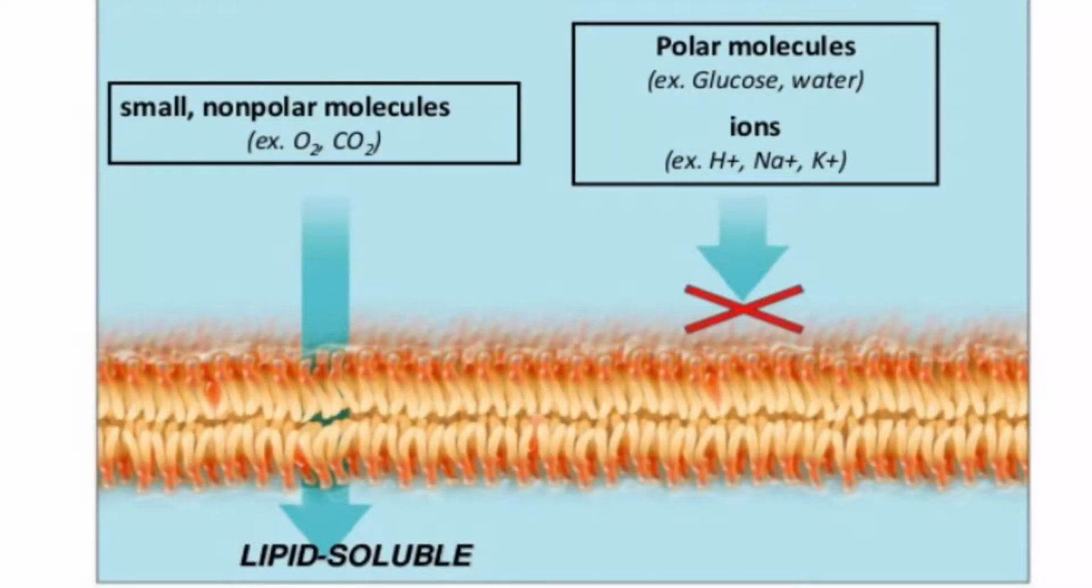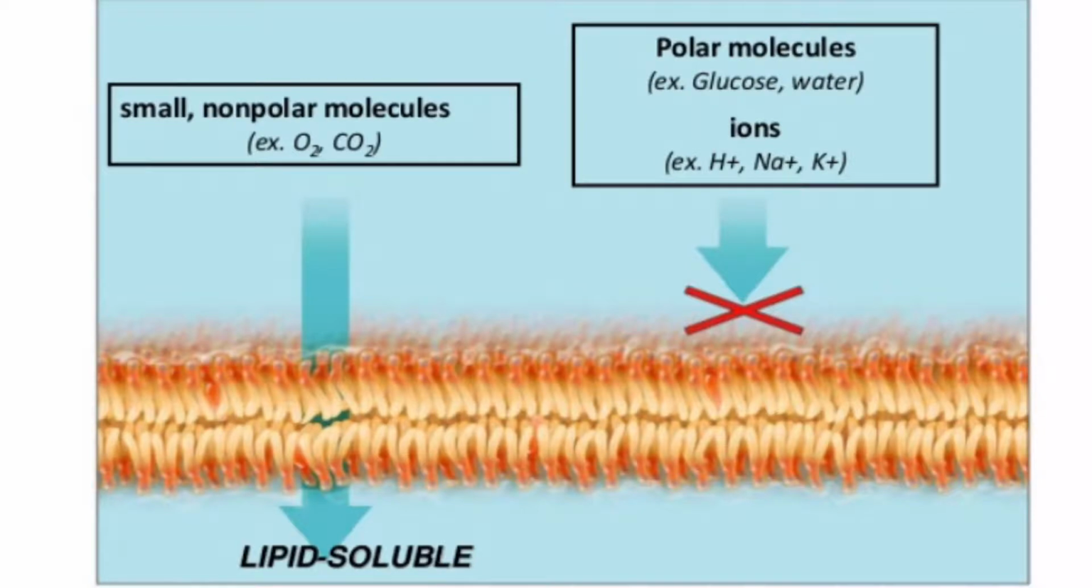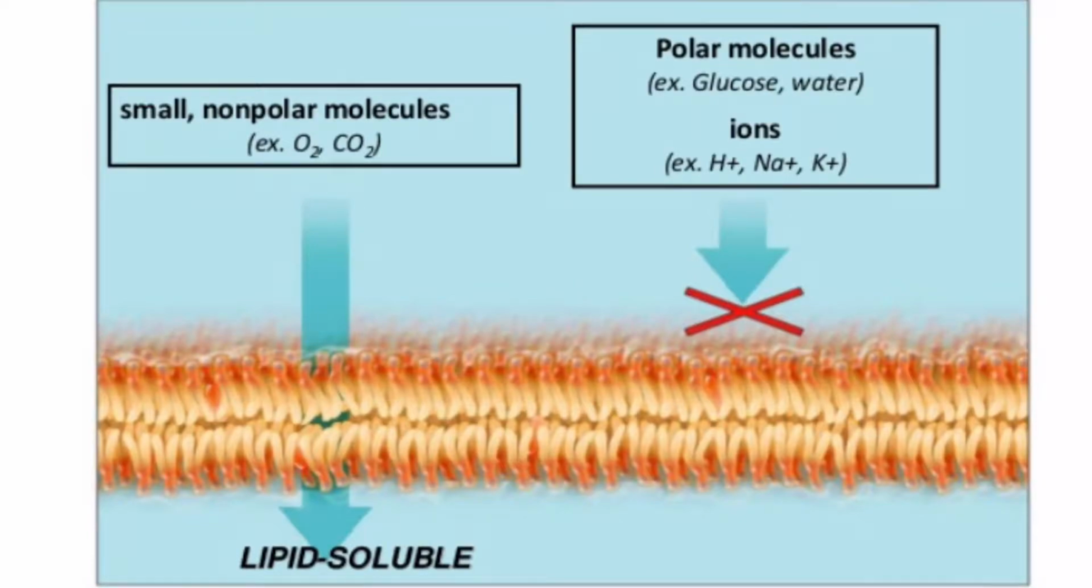Did you know things that are polar, or ions such as hydrogen, sodium, potassium, glucose, or water, may not pass through the cell membrane or the plasma membrane? However, things such as oxygen molecules and carbon dioxide molecules may pass through the membrane because they are nonpolar and small enough to readily diffuse out of or into a cell.